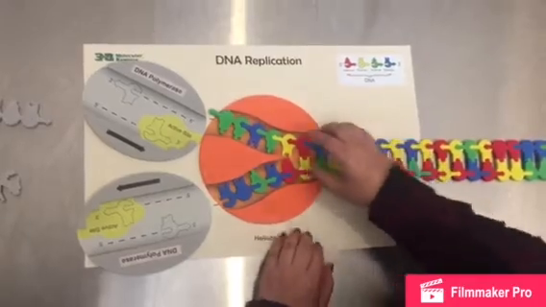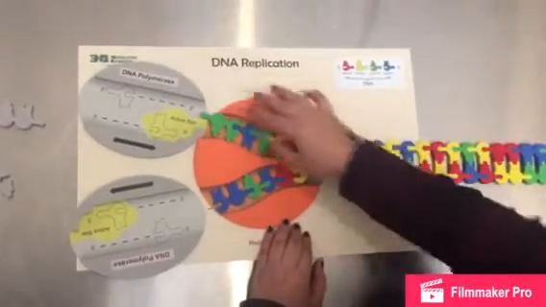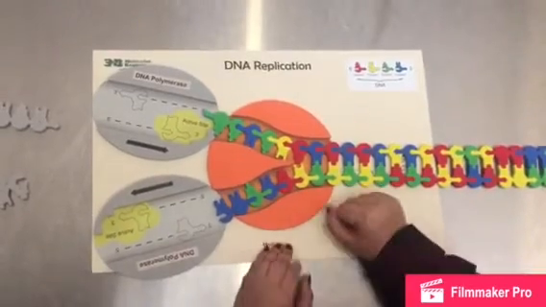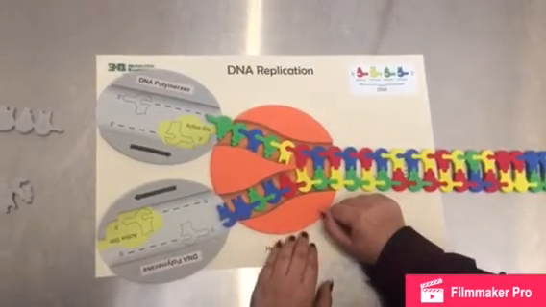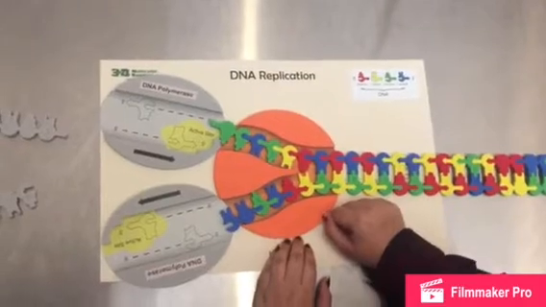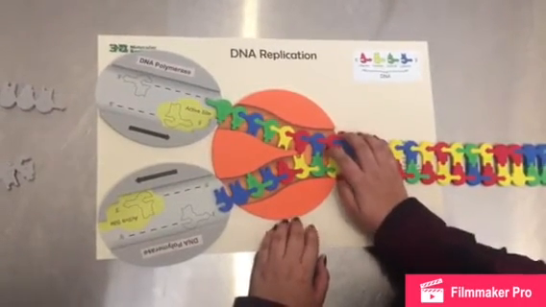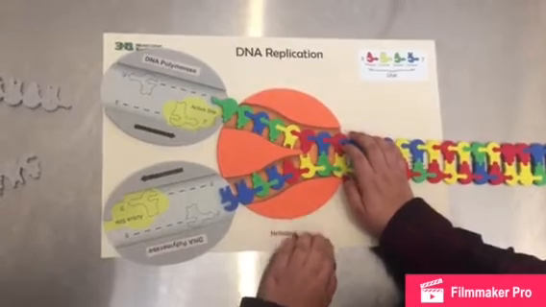The leading strand is in the direction 3 to 5 prime, and the lagging strand is in the direction 5 to 3 prime. The process that these two strands go through is different because the strands are anti-parallel to one another, so they will be replicated in different directions. We will begin with the leading strand.